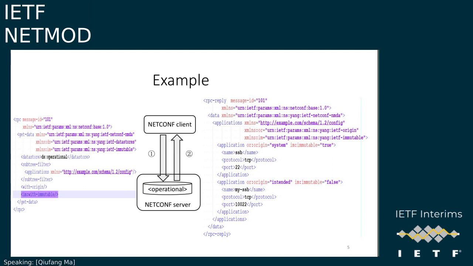Okay. So regarding the immutability and how to interact with the running data store: since the immutable configuration can only be created by the system, a system configuration that's present in the system data store, it will not be present in running by default, but the client might copy it.